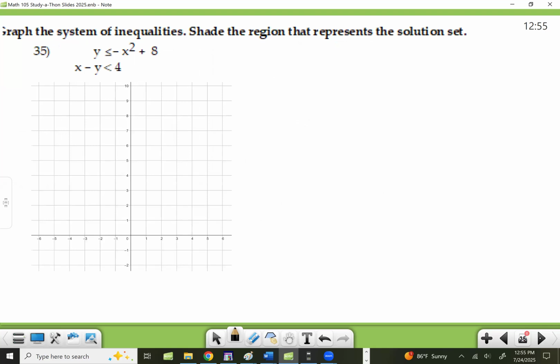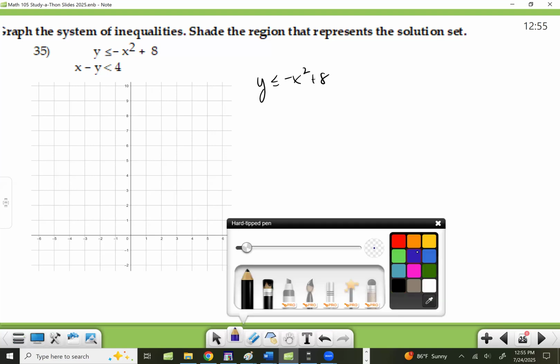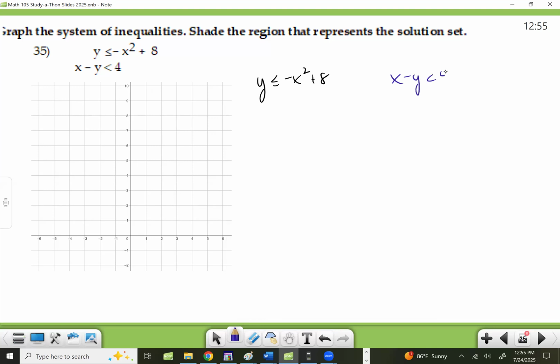35, graphing the inequalities. Okay, so I'm going to go ahead and do this first one in black. And then I will do the second one in blue, so you just know which one's associated with which one. So we can tell, because this is an x squared, that it is a parabola. And we know that this shifts the parabola up 8. And this is what makes the parabola face down, right? Okay. So I'm going to have a parabola that goes up 8 and it faces downward, okay?